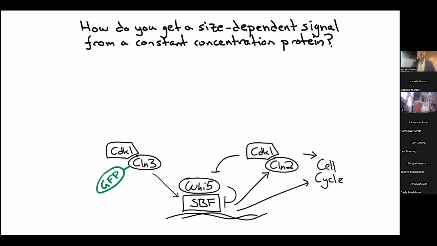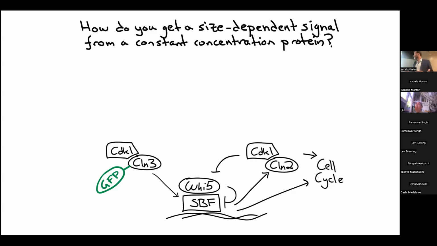So then we're stuck with this question, that what's supposed to be the size dependent trigger of the cycle that we're measuring is not really looking much like a trigger, right? So we're stuck with this protein whose concentration isn't changing, and we're wondering, how do you generate a size dependent signal out of this concentration which is not changing?